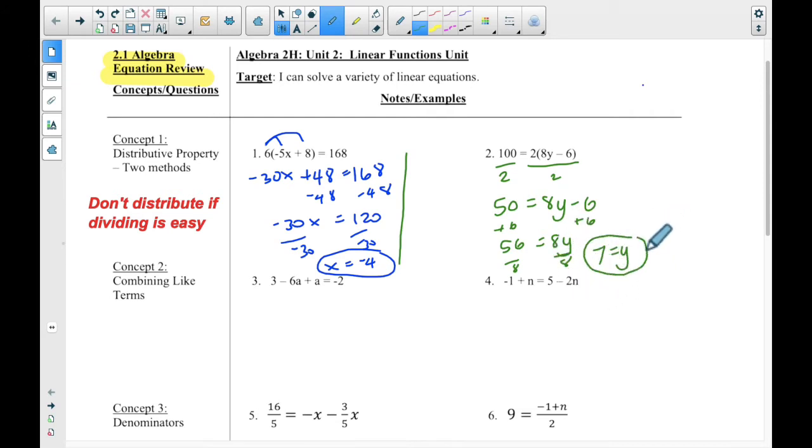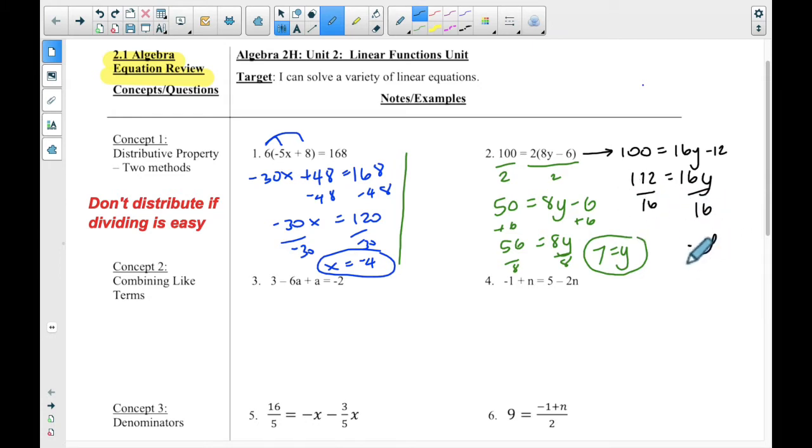Now you might ask, well, why did you do that? Why didn't you just distribute it? You can. Let's say that I had distributed it instead. Then that would give me 16y minus 12. I would add 12 to both sides. And now I'm having to divide 112 divided by 16.